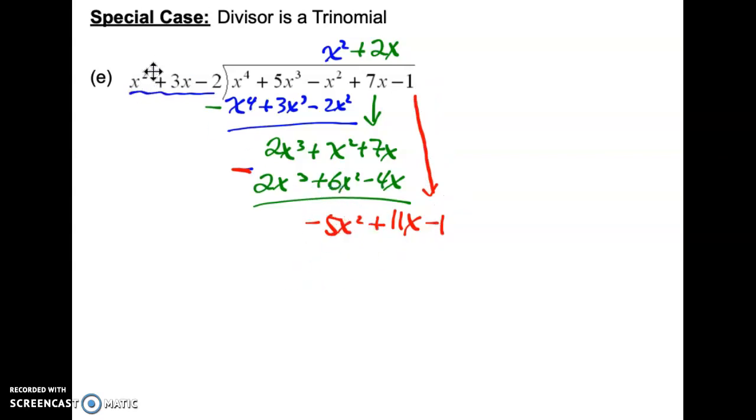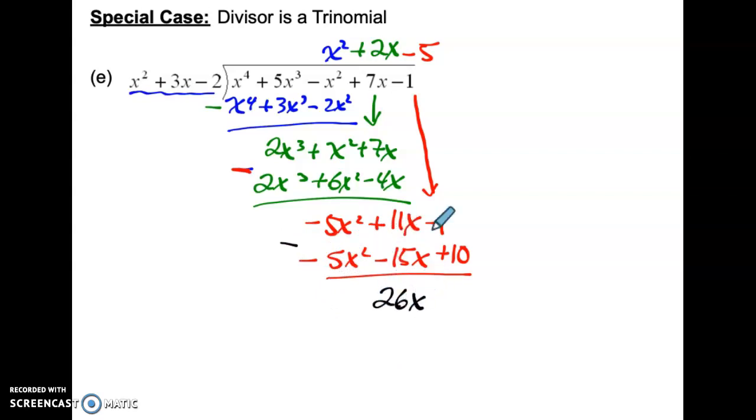Negative 5x squared divided by x squared gets us a negative 5. Take that negative 5, multiply it by all three terms. We get negative 5x squared minus 15x plus 10, and then we subtract. And when we subtract this, we will get 26x minus 11.